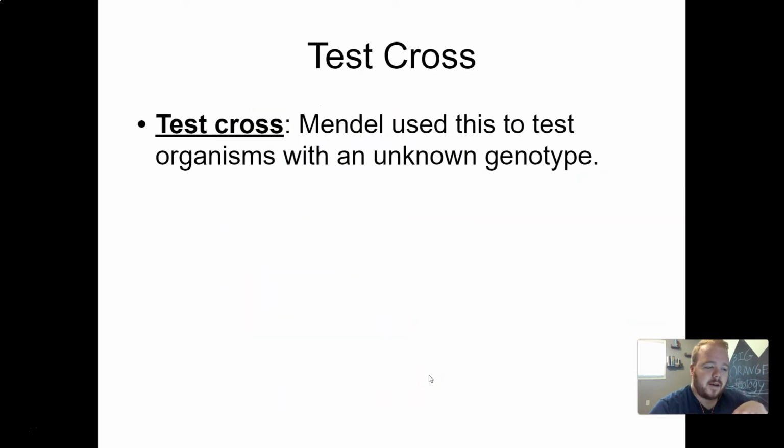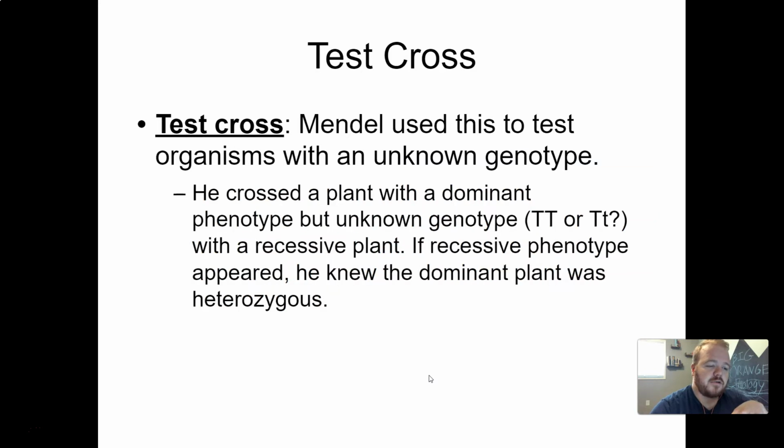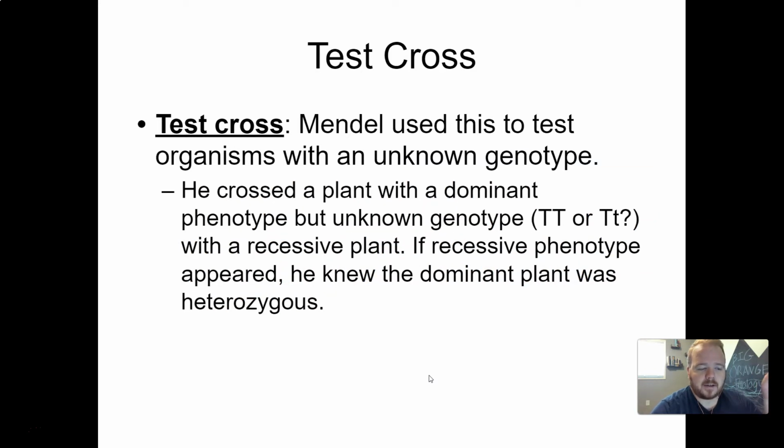Alright, so a test cross. Mendel used this to test organisms of an unknown genotype. Basically, he would cross a plant with a dominant but unknown genotype, so he knew it was either big T, little t, or big T, big T, with a recessive plant. If the recessive plant appeared at all, he knew the plant was actually a heterozygous dominant individual instead of just homozygous, because if it was homozygous, it would have no short plants at all.